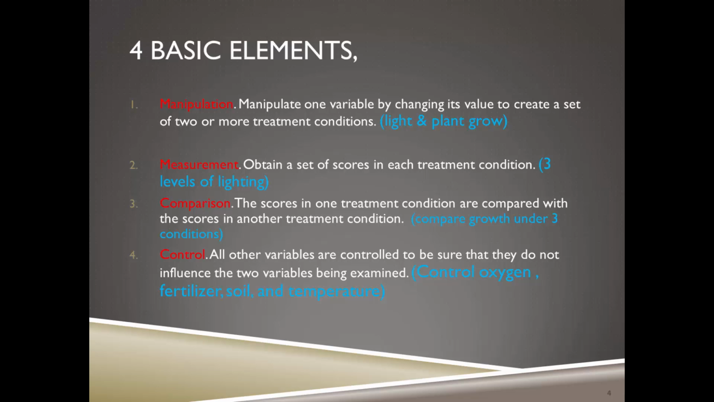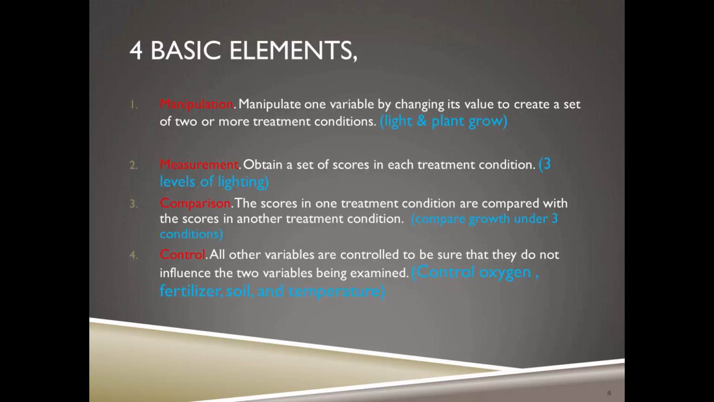The other thing is comparison. Usually in an experimental research, we have two groups of control group and experimental group. Or in this example, you have 3 levels of lighting, so you have 3 groups that you want to compare. And finally, you have control. When you are investigating the effect of one variable on the other one, you want to control all other variables.